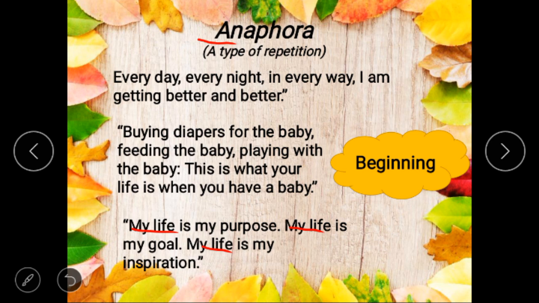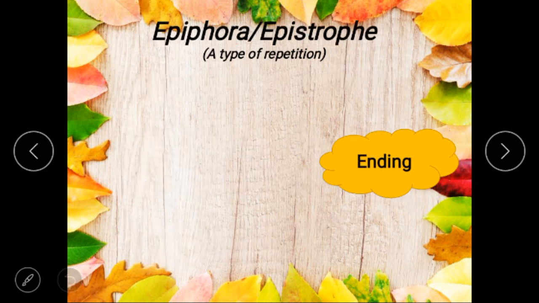So please remember, anaphora is for the beginning, and it's used whenever you use the same word again and again in the beginning of several clauses which are put together for effect. Let's look at the next one. It's epiphora, or we can call it epistrophe. There are two names and both are okay for the same figure of speech. It's a type of repetition and it's the opposite of anaphora.